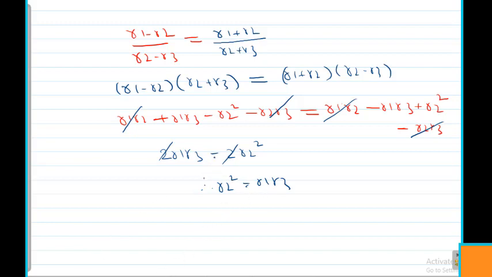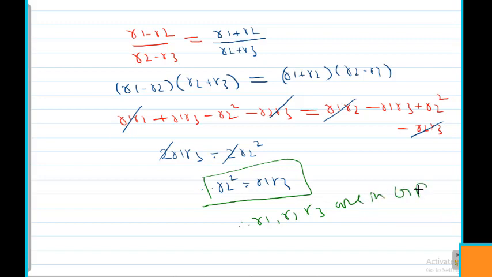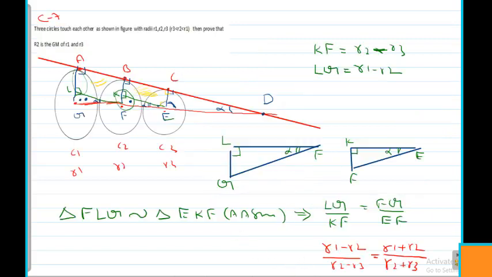What is the meaning of this? R1, R2, R3 are in GP. Therefore R1, R2, R3 are in GP. Now this is an important problem, and many problems can be solved using this relation. What happened? Three circles touch externally, then the radius of the middle circle is the geometric mean of the extreme circles. Many problems you can solve using this concept.